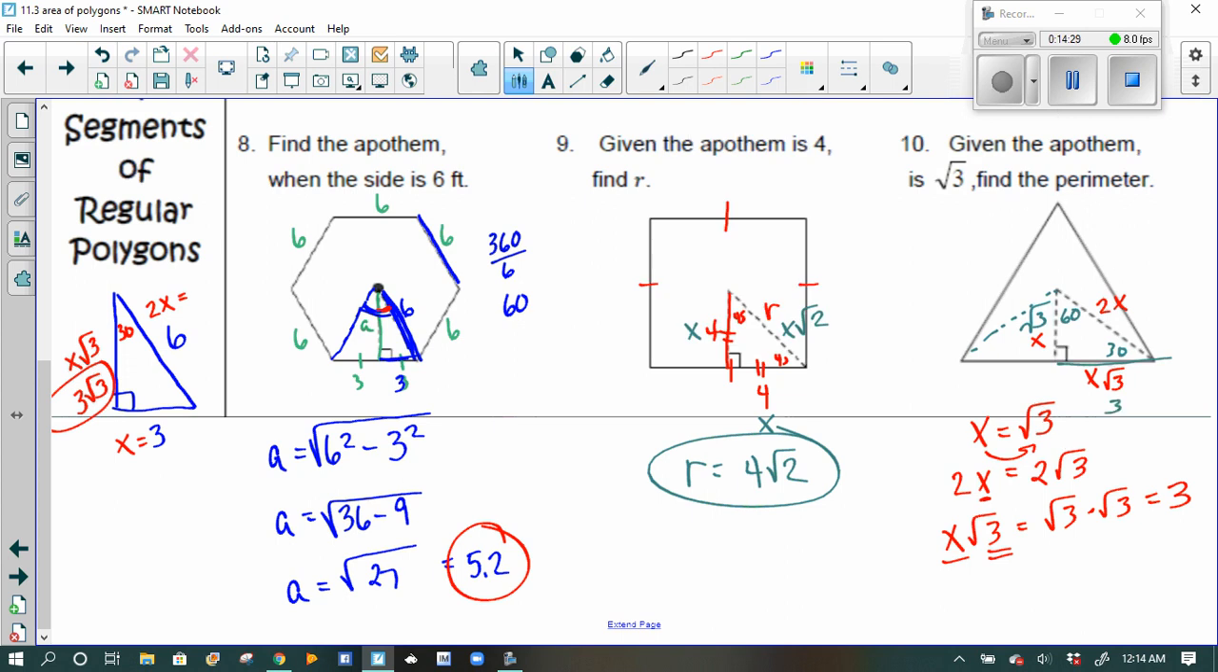So it says find the perimeter, okay? Well, if this piece right here is 3, then this piece right here is also 3. So that means the whole side is 6. So if all the sides are 6, then the perimeter is 3 times 6. So my perimeter is 18. And that would be the answer to that one. So depending on what it's asking you to find, you're really going to use these 30, 60, 90, and 45, 45, 90 rules a lot, which is why I was stressing to make sure you understood how to use your 30, 60, 90 rules.